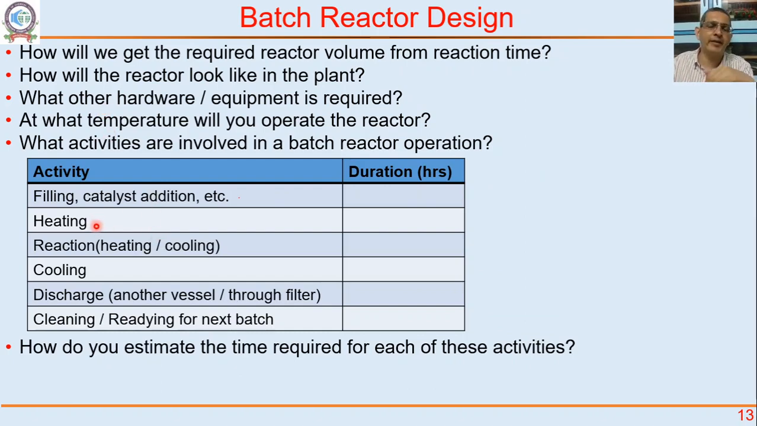Then you have to heat up to reaction temperature. You have fed at 30 degrees centigrade. Suppose you want to do the reaction at 170 degrees centigrade, you have to heat to 170 degrees centigrade. Unsteady state heat transfer. Then you have to do the reaction. You have to remove heat during that reaction. Then you have to cool. Maybe the reaction is over at 170 degrees centigrade, and you have to do distillation now at 100 degrees centigrade. So you have to cool. Discharge to another vessel. Maybe cleaning. All these things take time.